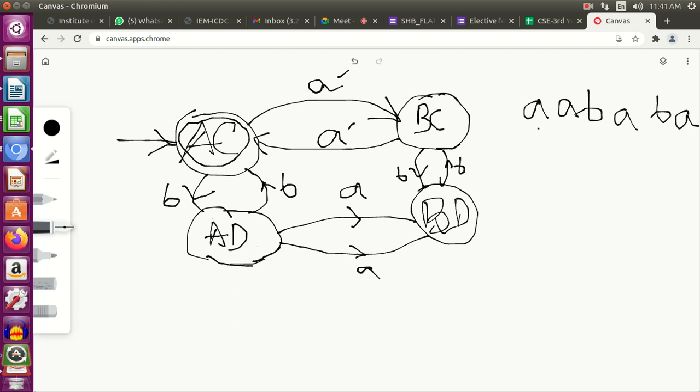So let me check. Yes, ma'am. 1, 2, 3, 4, 1, 2. So my criteria is satisfied, and you can check with different combinations. You will always see that you end up accepting an even number of A's and an even number of B's. So this is the cross product method to solve these kinds of questions.